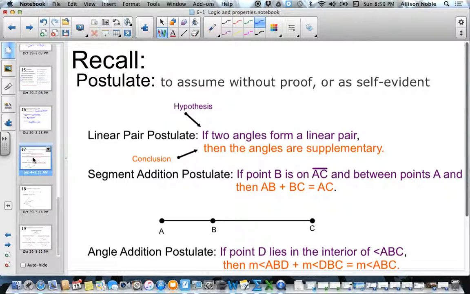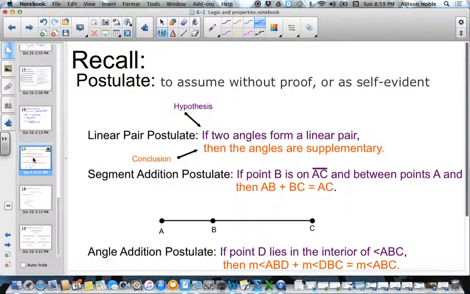So, a postulate, it says recall because we're assuming that you learned that before. Postulate means to assume without proof or is self-evident. So we're going to have a bunch of postulates and definitions and theorems that we are going to come up with this unit that you are going to need to know. So the linear pair postulate says that if two angles form a linear pair, then the angles are supplementary. The converse of that is also true, making it a biconditional statement.